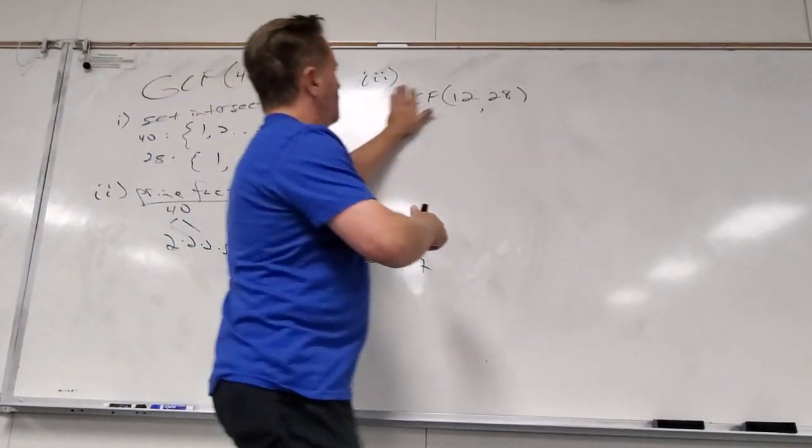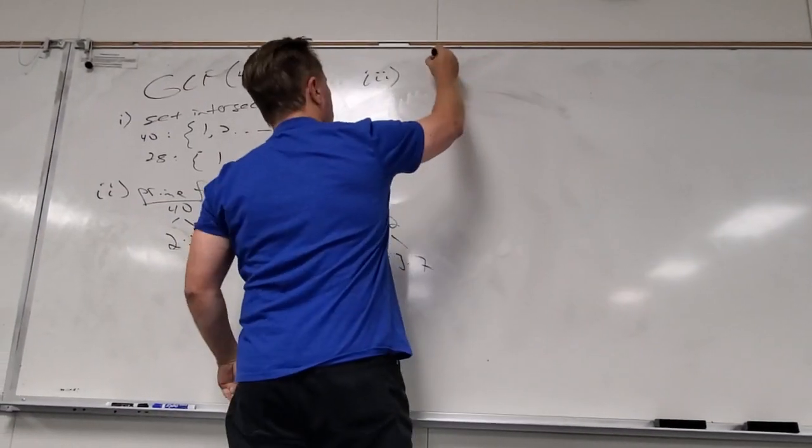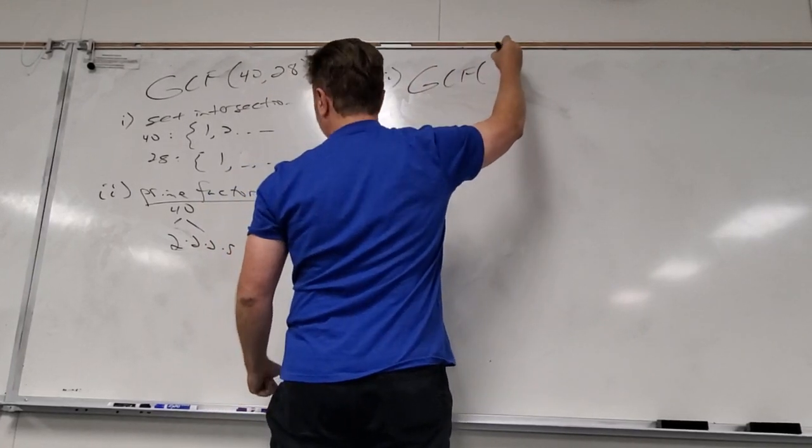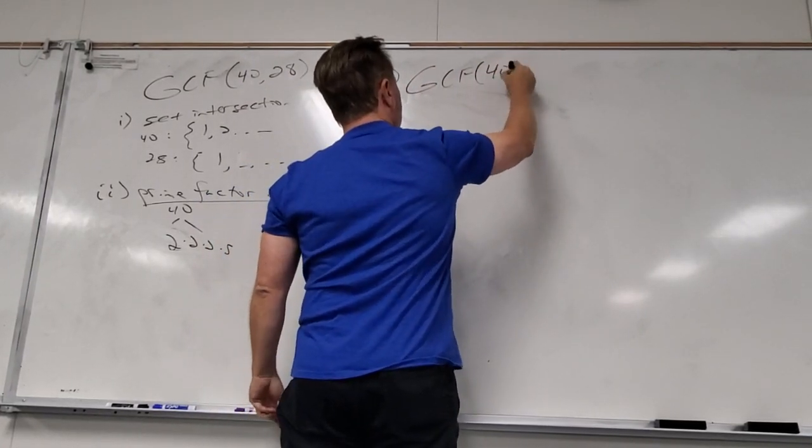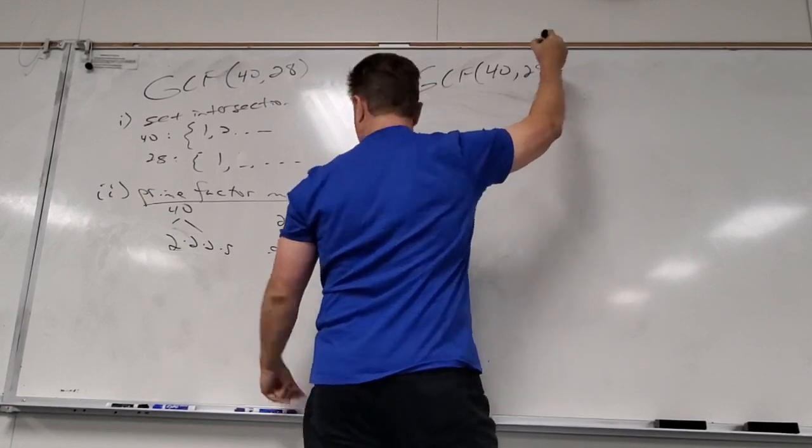If you do it this way, all right, this gets a little weird. So for example, if I had to do GCF of, where do you go? 40, 28, and what did I just make up? 42.